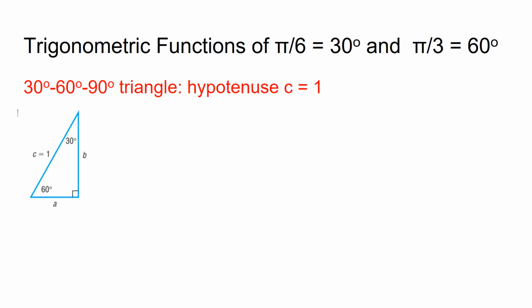Now let's consider the trig functions of pi over 6, which is 30 degrees, and pi over 3, which is 60 degrees. We do this by analyzing a right triangle containing the angles 30 degrees and 60 degrees, and this is called a 30-60-90 triangle. This triangle has a hypotenuse of 1, and we would like to know the lengths of the other sides.